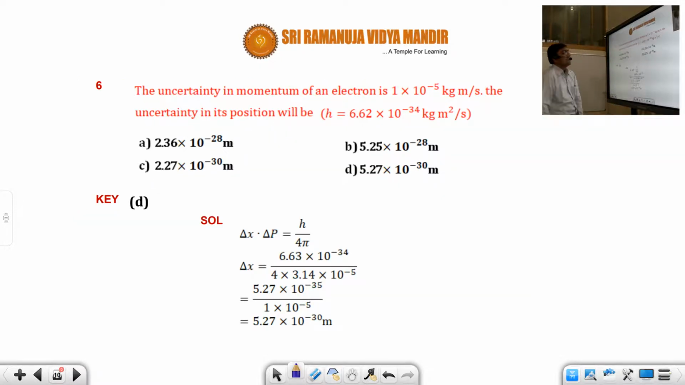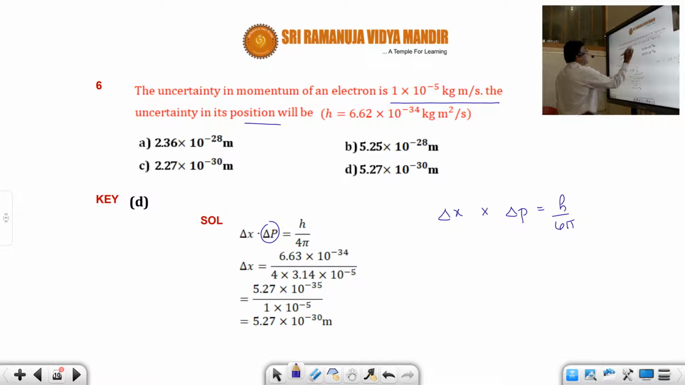Now let us solve the next numerical. The next numerical is also on momentum, basically the uncertainty principle. So here what is asked? Delta P is given, delta X into delta P is equal to h by 4 pi. So here what is given, students? The uncertainty in momentum of an electron is given. Uncertainty in position is asked. So delta X is asked. So delta X is equal to h by 4 pi into delta P.